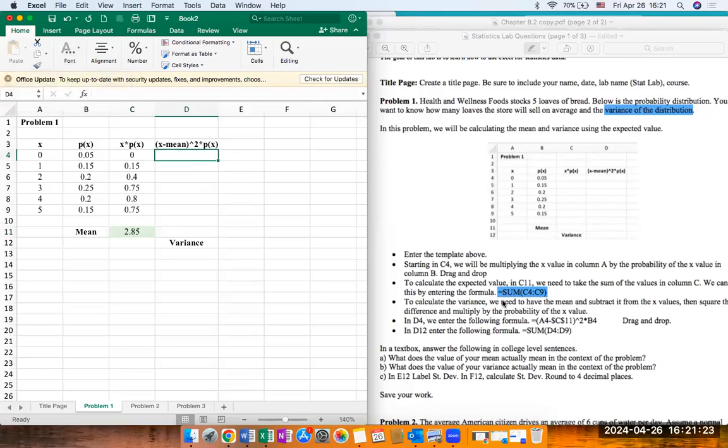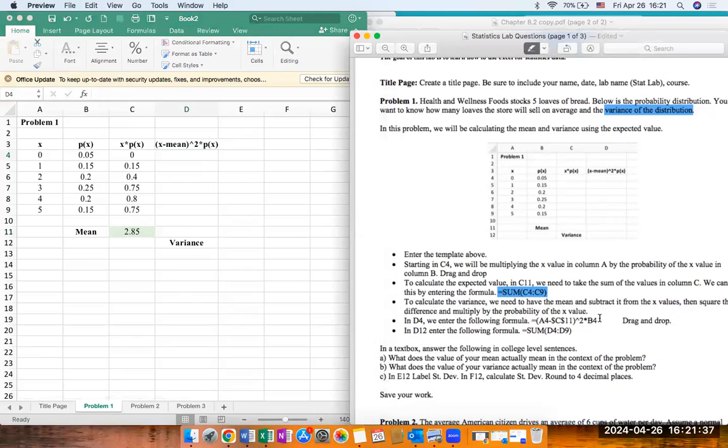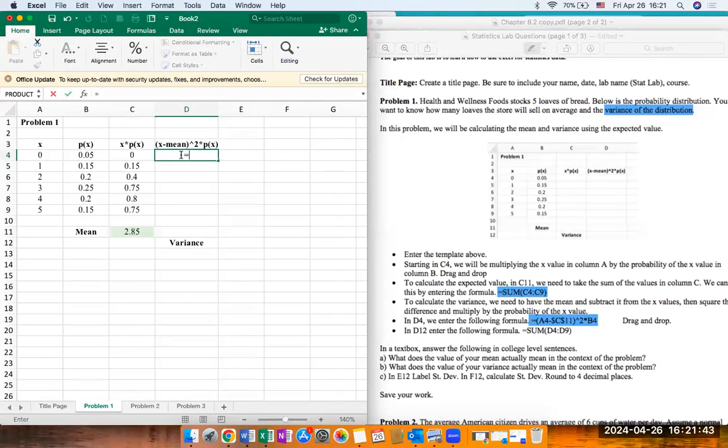It says to calculate the variance, we need to take the mean and subtract it from the X values, and then square the difference and multiply by the probability of the X value. So we're going to do exactly as this says. We can enter the formula as it is suggested right here in B4. Otherwise, I'm going to show you what we do, and I'm going to make a mistake on purpose. I open my parentheses, take my X value, subtract the mean, close my parentheses, and you'll notice that it has disappeared, but I have this memorized already.